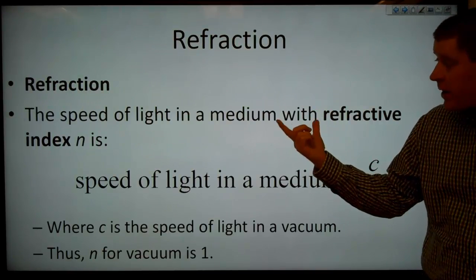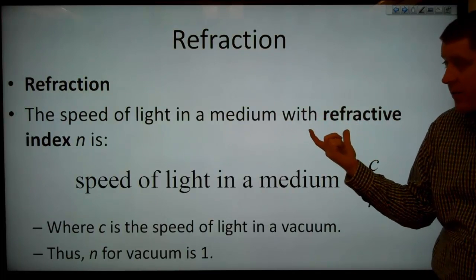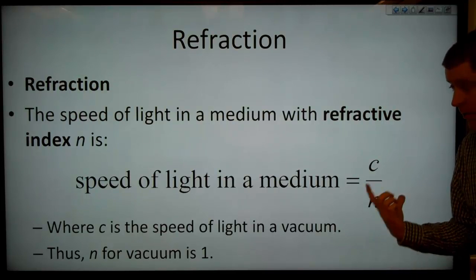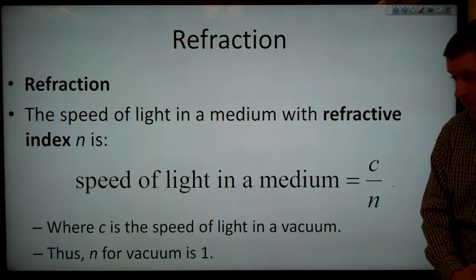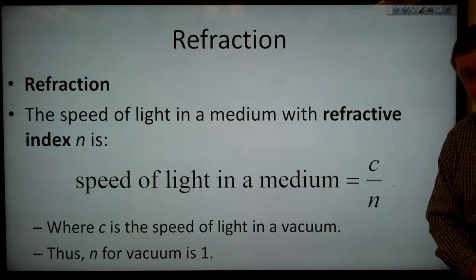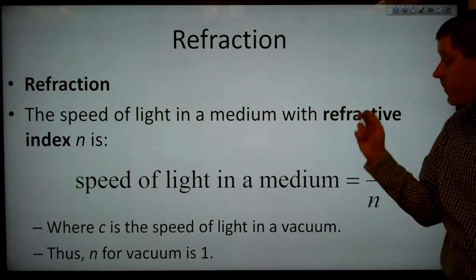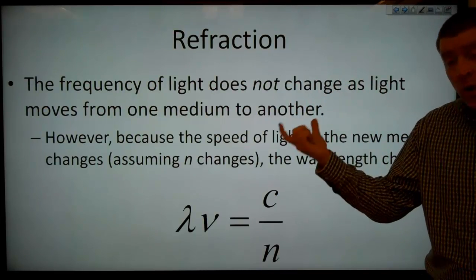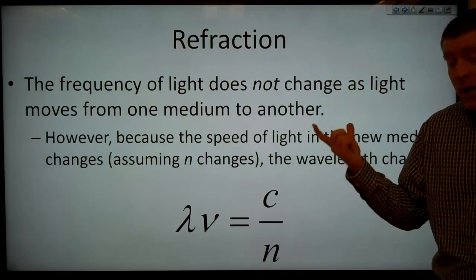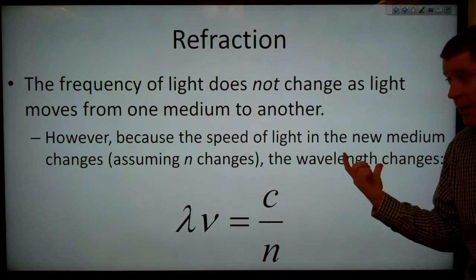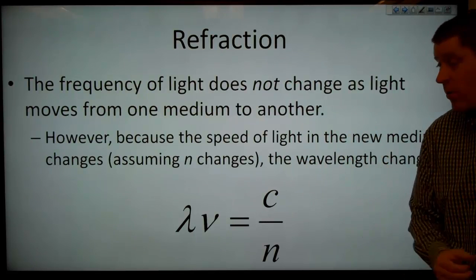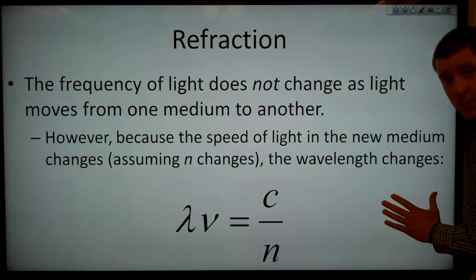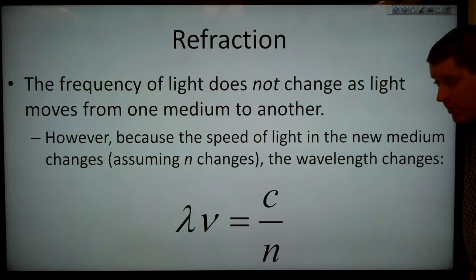The speed of light in a medium with a refractive index of n is equal to c over n, where c is the speed of light in a vacuum. This means that the refractive index for a vacuum is 1. The frequency of light does not change as the light moves from one medium to another. But because the speed of light in the new medium changes, assuming that the refractive index is changing, the wavelength in that new medium is different than it was in the old medium.